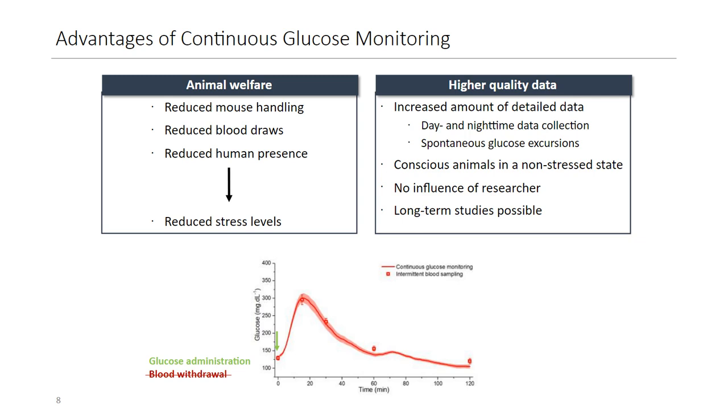So you don't only have daytime data that you can generally collect during the working hours, but you also can collect a lot of nighttime data. And on top of that, you can also collect spontaneous glucose excursions that occur when the mouse is just relaxed, non-stressed in its cage. There's also very little influence of the researcher, because whenever the researcher induces stress, the blood glucose levels will increase, and long-term studies are possible.